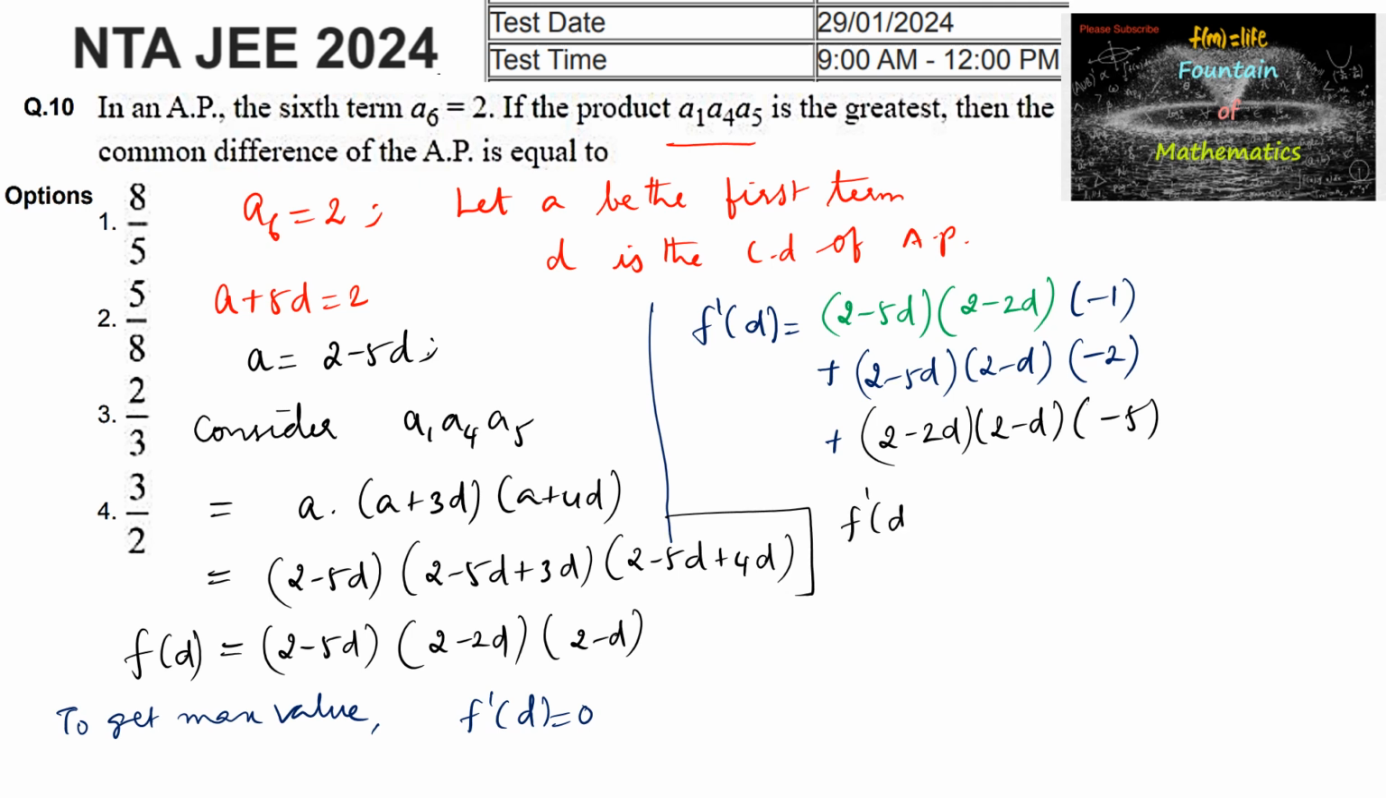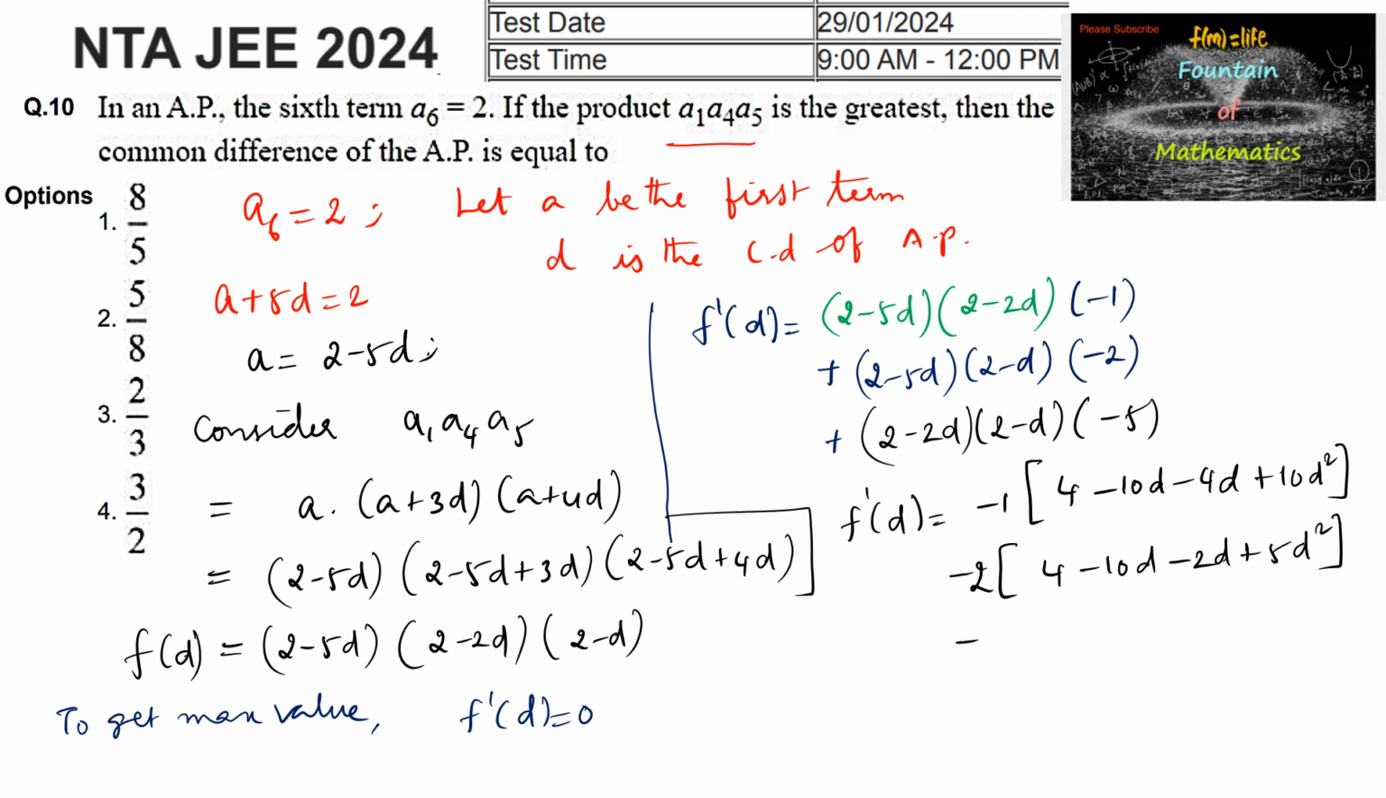So on simplification f dash of D is equal to minus 1 times of 4 minus 10D minus 4D plus 10D square, and again minus 2 times of 4 minus 10D minus 2D plus 5D square, and again minus 5 times of 4 minus 4D minus 2D plus 2D square.